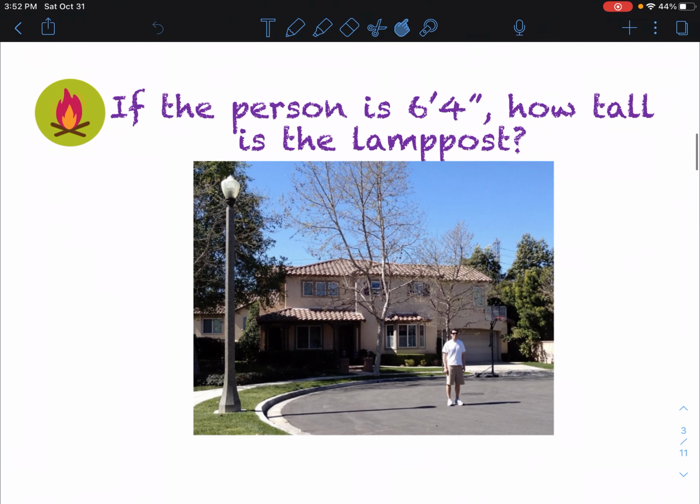All right, before we get going, I want you to take a look at this picture. The person in that picture is 6'4". How tall do you think that lamp post is? We'll pause here.